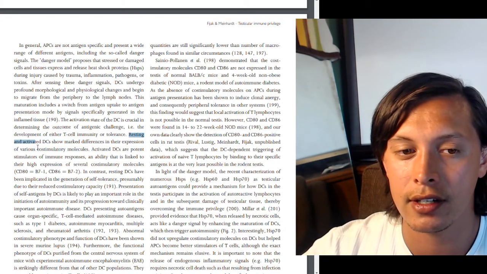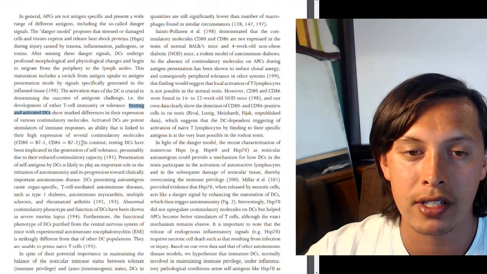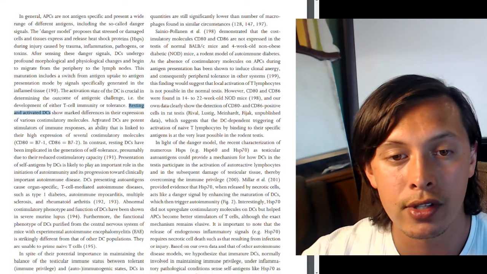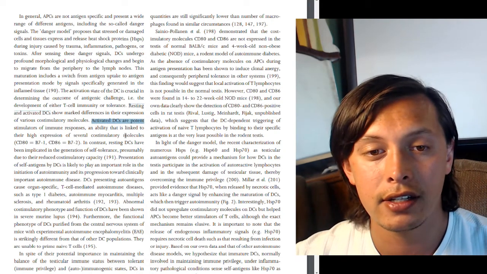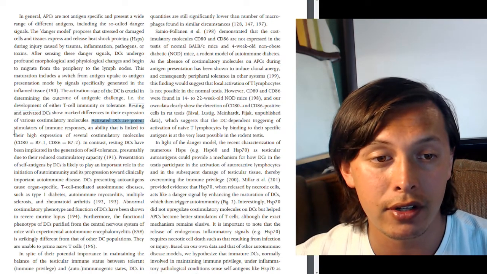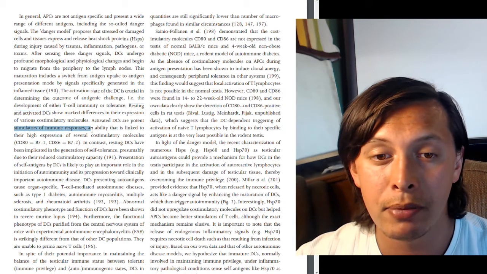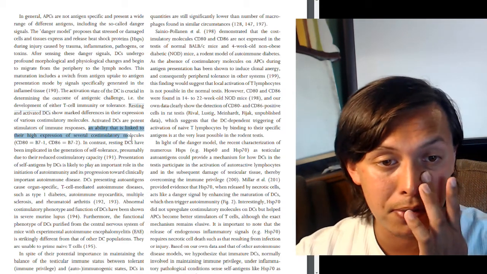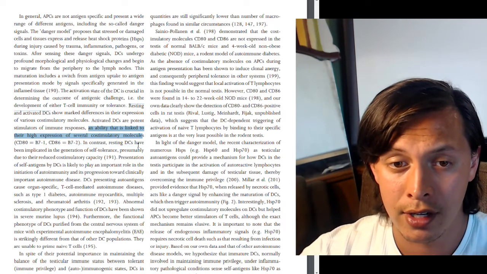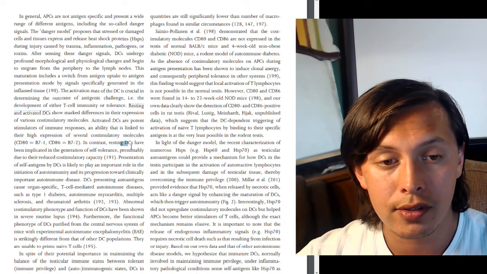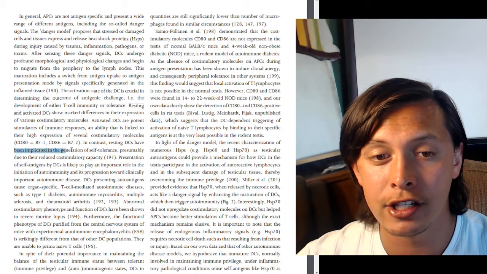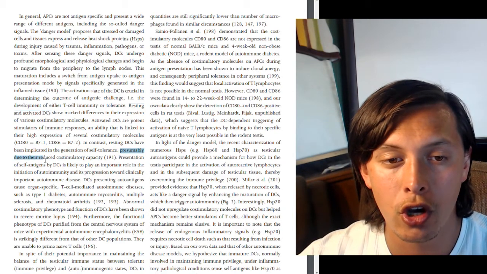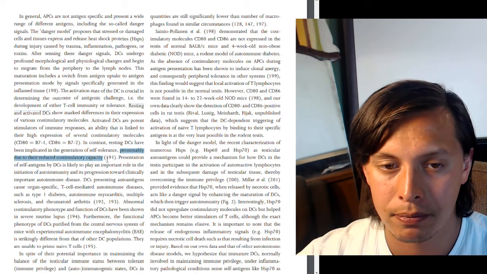Resting and activated dendritic cells show marked differences in their expression of various co-stimulatory molecules. Activated dendritic cells are potent stimulators of the immune response, an ability that is linked to their high expression of several co-stimulatory molecules. In contrast, the resting dendritic cells have been implicated in the generation of self-tolerance, presumably due to their reduced co-stimulatory capacity.